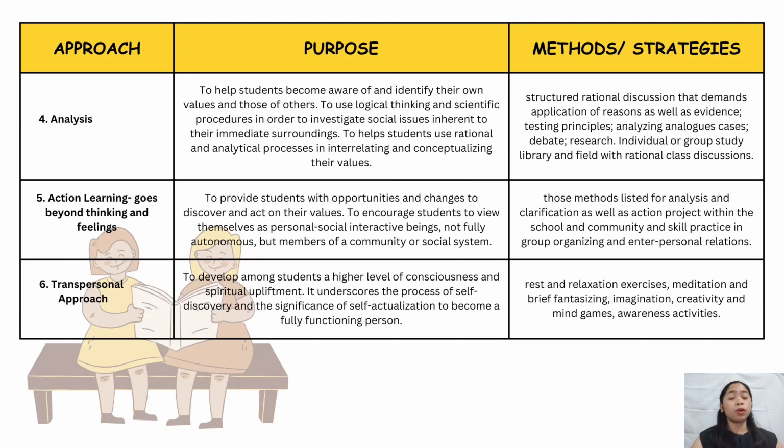So, the methods or strategies that may be used in this approach are those methods listed for analysis and clarification, as well as action project within the school and community, and skill practice in group organizing and interpersonal relations. So, skills practice in group organization and action projects or community outreach projects are also part of this approach. An example of this are community development program and networking activities. Now we have the last approach, which is the transpersonal approach.